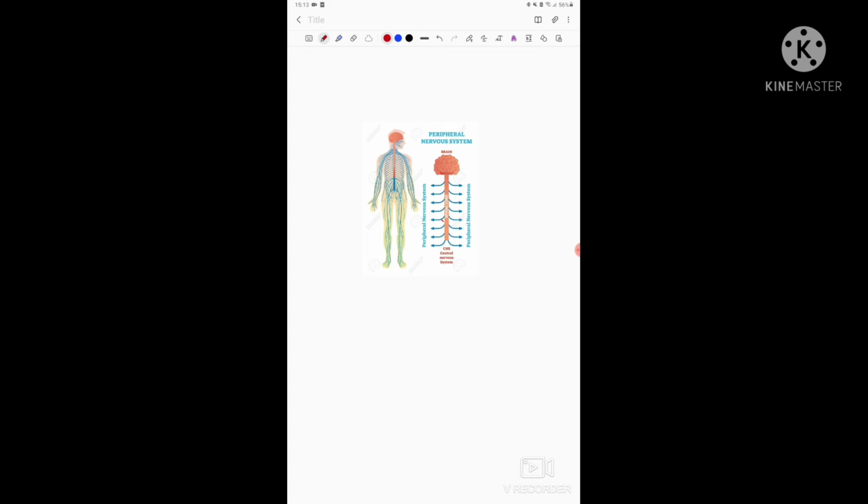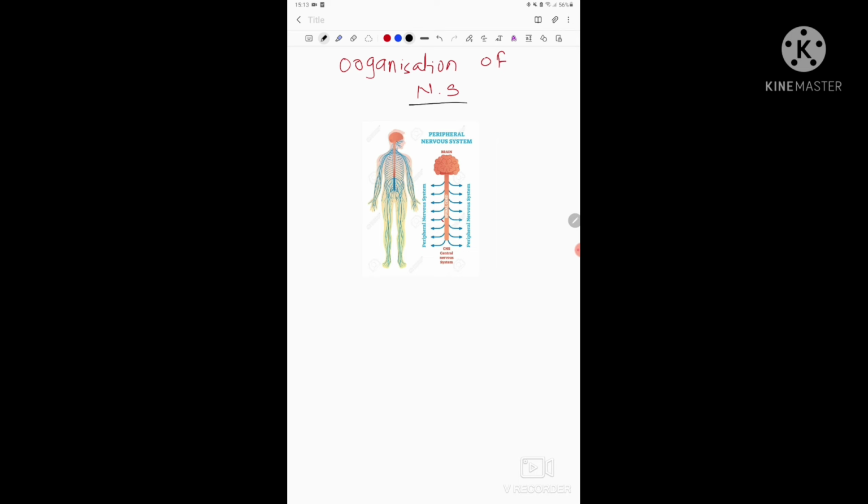So we are starting the neuroanatomy along with the pathology. So now I am talking about the neuroanatomy. In the neuroanatomy section, we are just starting the organization of the nervous system.